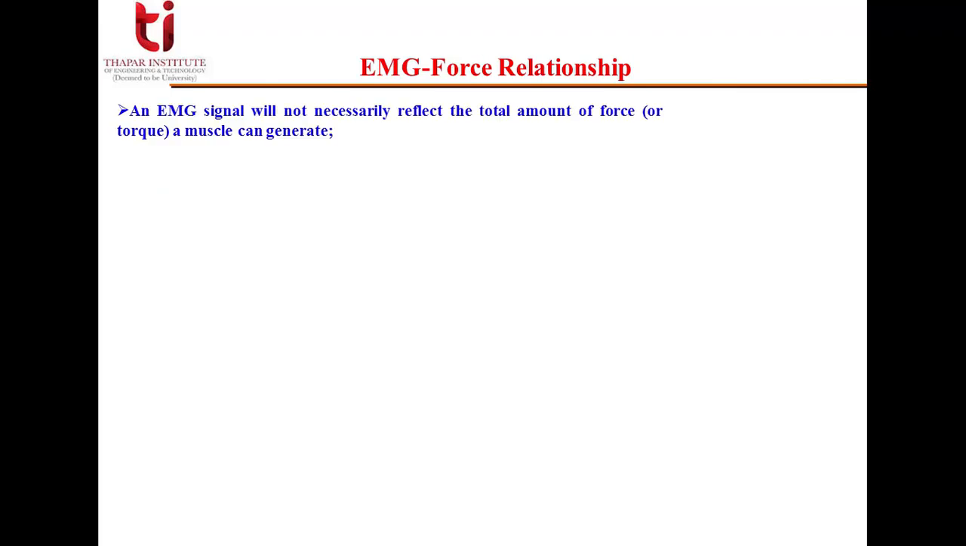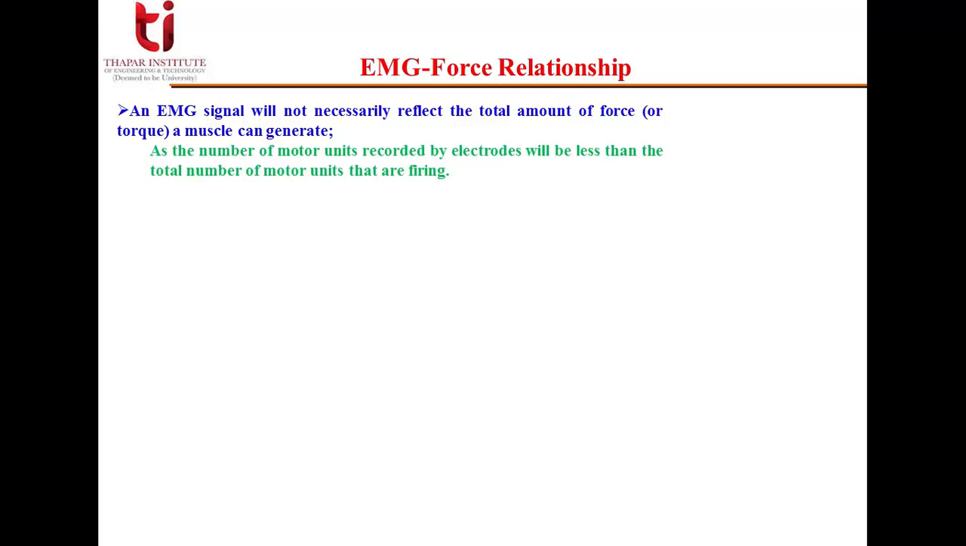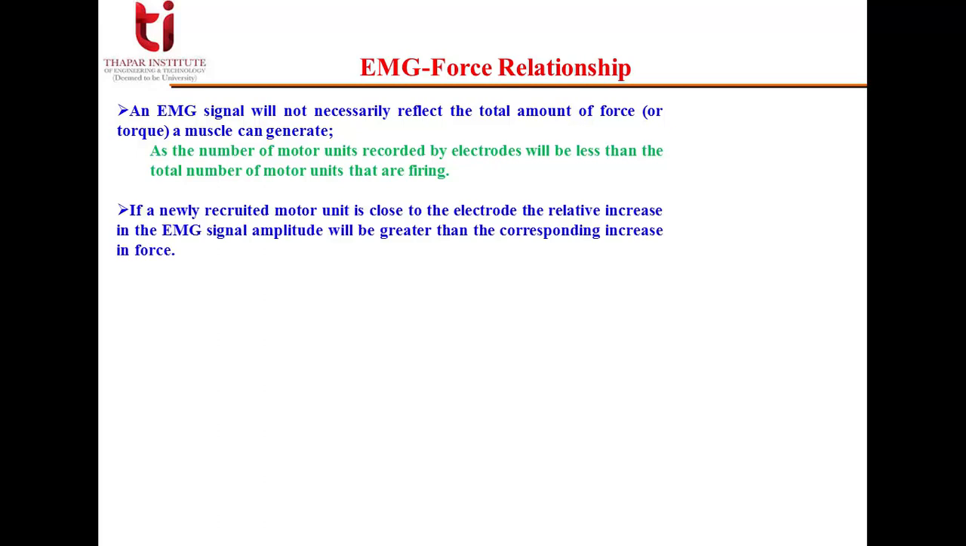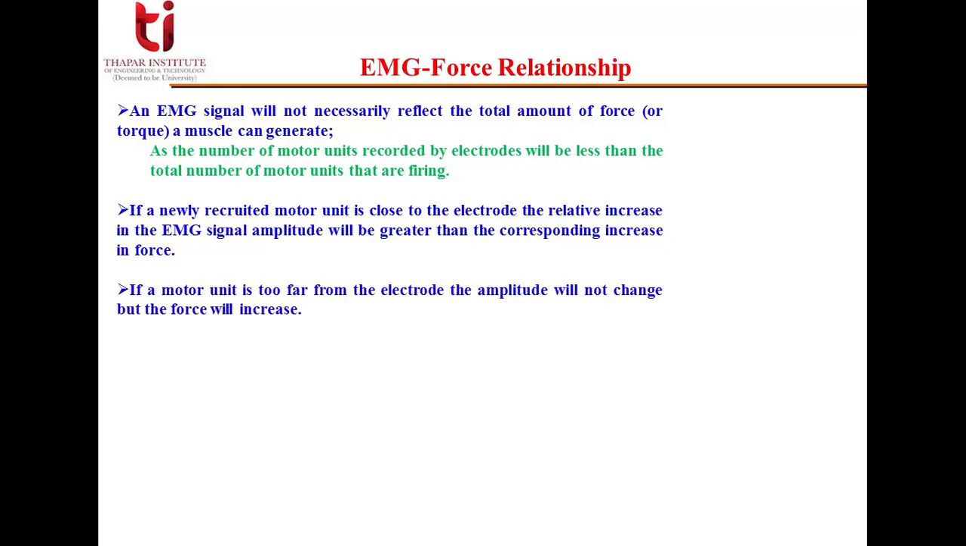Now let's discuss the EMG force relationship. An EMG signal will not necessarily reflect the total amount of force, or we can say torque, a muscle can generate, as the number of motor units recorded by electrodes will be less than the total number of motor units that are firing. If a newly recruited motor unit is close to the electrode, the relative increase in the EMG signal amplitude will be greater than the corresponding increase in force. If a motor unit is too far from the electrode, the amplitude will not change but the force will increase. That means EMG will not change but the force will increase.